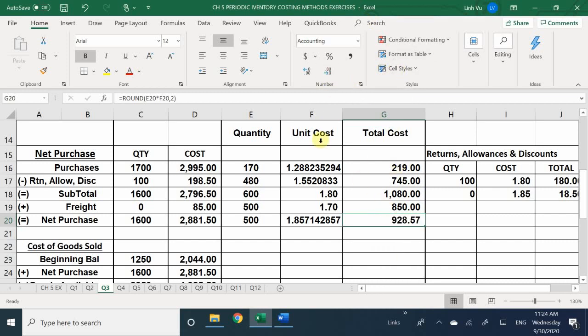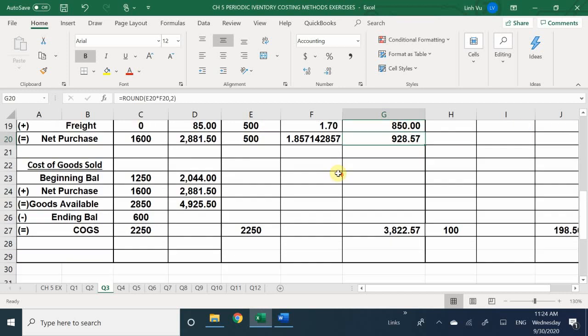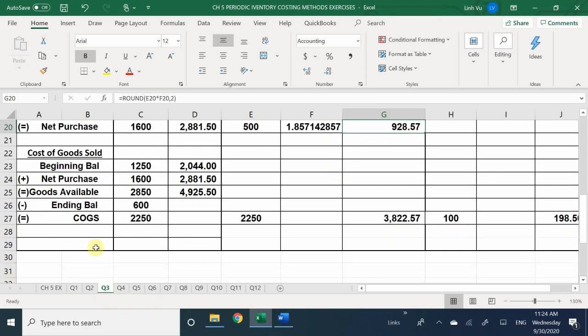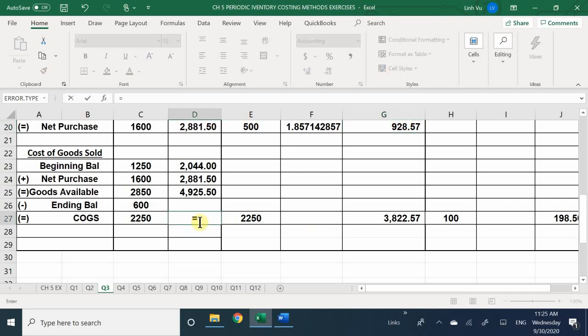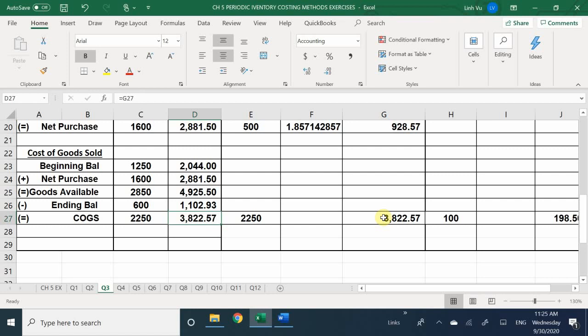Okay? And with that being said, I have met my 2,250 items. And I've already tallied up how much my total amount is going to be, and here it is. It is going to be $43,822.57. Okay. Then to solve for ending inventory, you're just going to subtract that out, and now you get 1102.93.